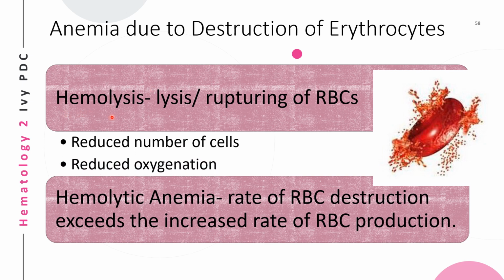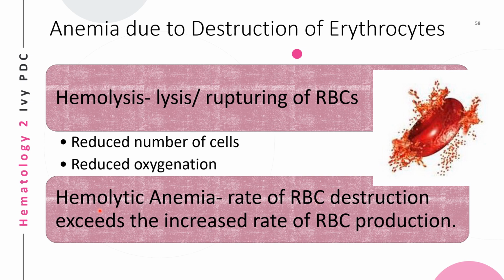When hemolysis happens, the number of red blood cells would be reduced, therefore also reducing the oxygenation capacity of the blood and causing anemia. But for hemolytic anemia to happen, the rate of RBC destruction should exceed the increased rate of RBC production. Please notice here that there is an increased rate of RBC production, meaning that normally the bone marrow should be able to compensate by accelerating the production of RBC so that the RBC destroyed can be replaced.